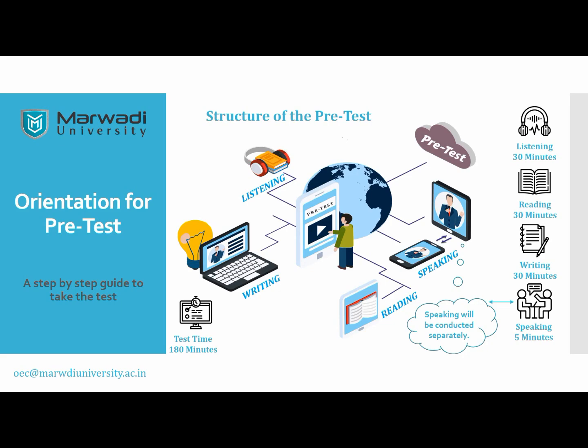Now the 4th module, that is the speaking test. The speaking test is conducted separately and it is based on the content, the answers written by you in the writing module. That means the examiner will ask you questions from the answers written by you for the writing module. The time for the speaking module is 5 minutes.